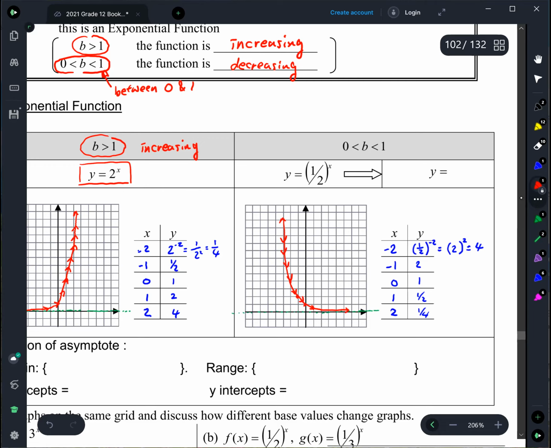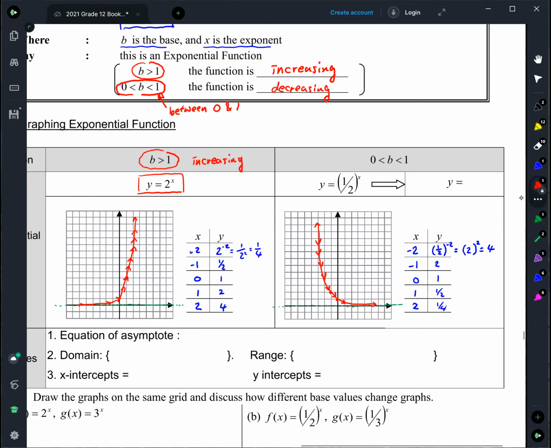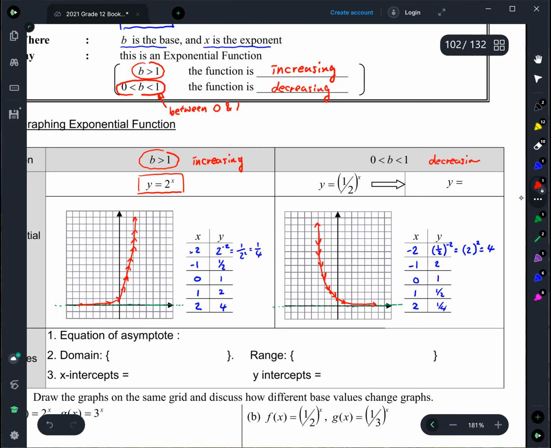Please raise your hand if you finish the graph. So this one is for decreasing. So please remember, you look at the base, and right away you will know whether the graph should be increasing or decreasing.